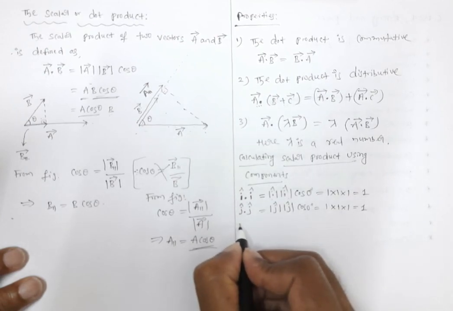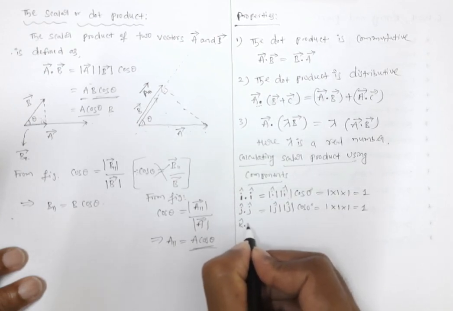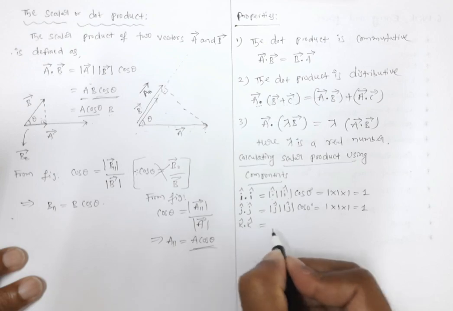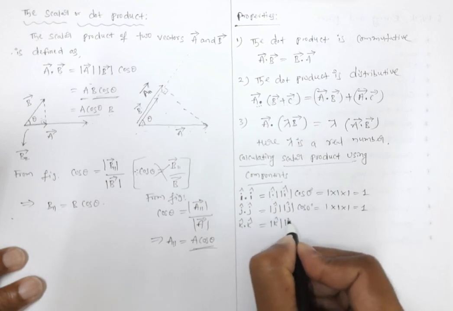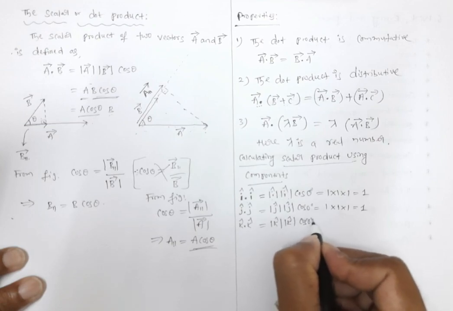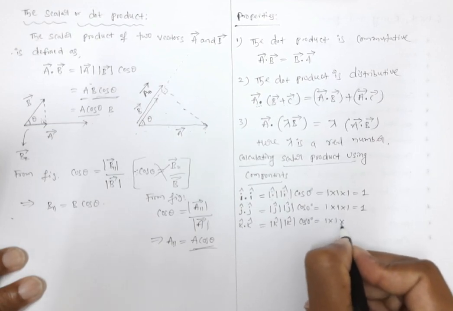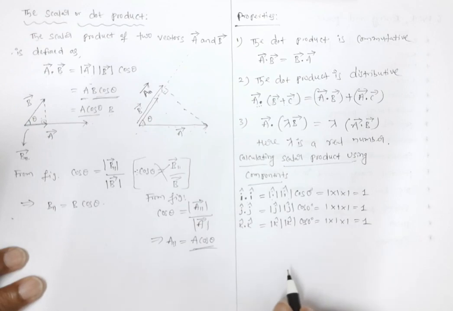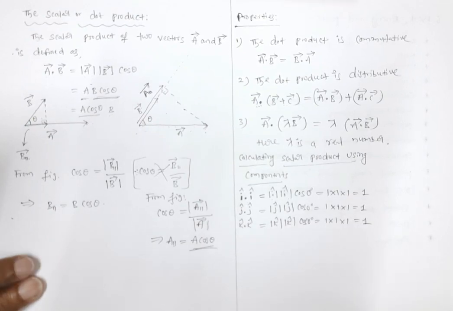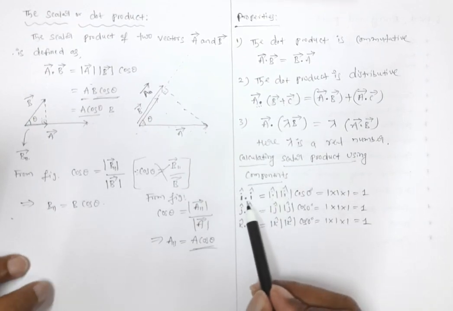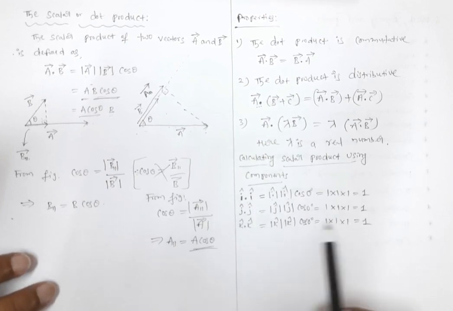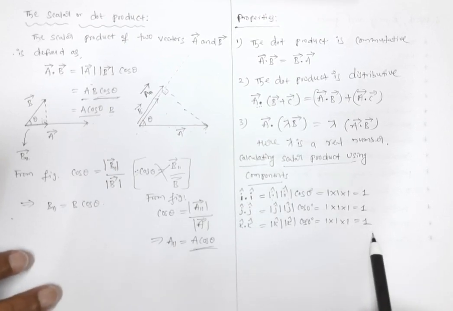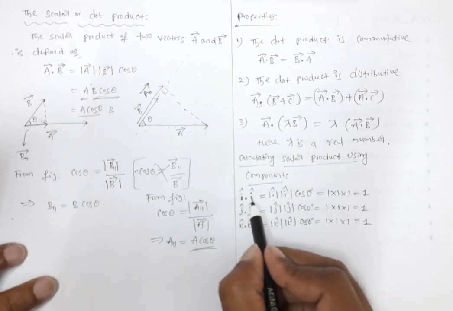In a similar manner, k cap dot k cap. So the magnitude of k cap into the magnitude of k cap into cos 0 degrees equals 1 into 1 into 1. So what do you understand from this? The scalar product of any two unit vectors along plus x-axis or plus y-axis or plus z-axis equals how much are we getting? 1.